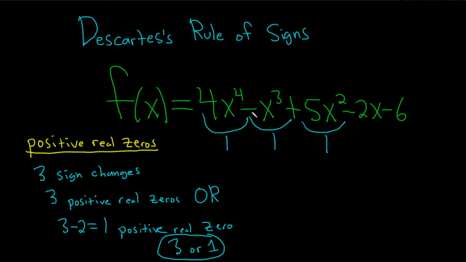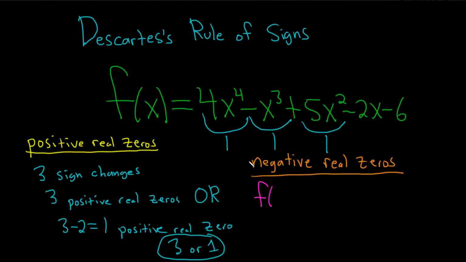Let's go ahead and do negative real zeros. So to do negative real zeros, you have to look at a different function. You have to look at f of negative x. So basically, we're going to take negative x and plug it into this function.